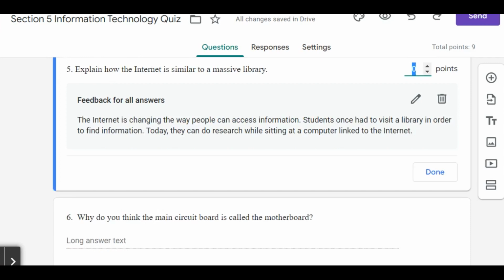Number 5, explain how the internet is similar to a massive library. The internet is changing the way people can access information. Students once had to visit a library in order to find information. Today, they can do research while sitting at a computer linked to the internet.